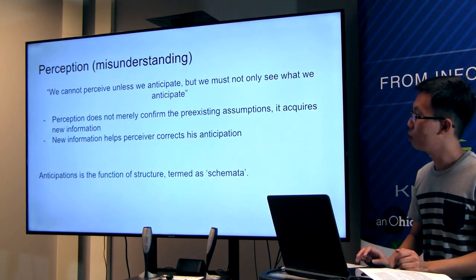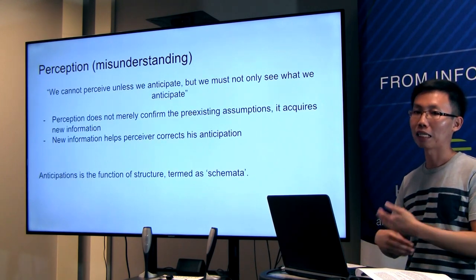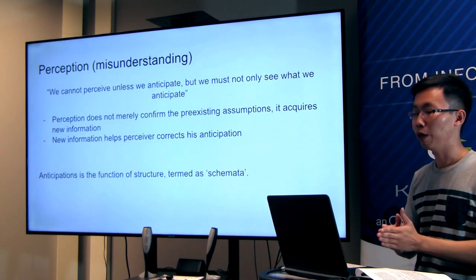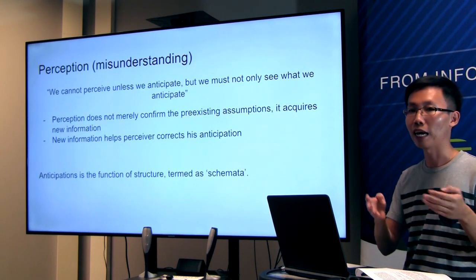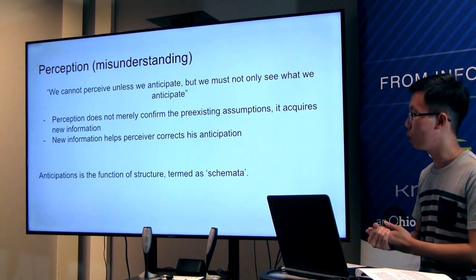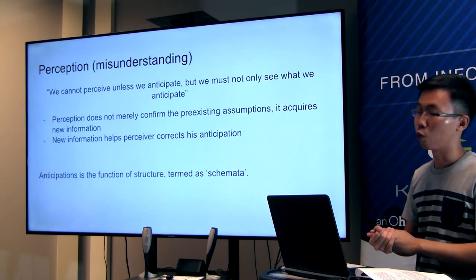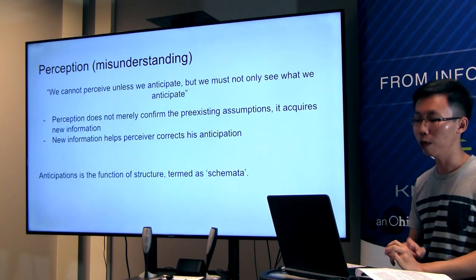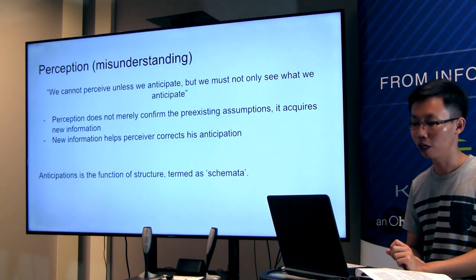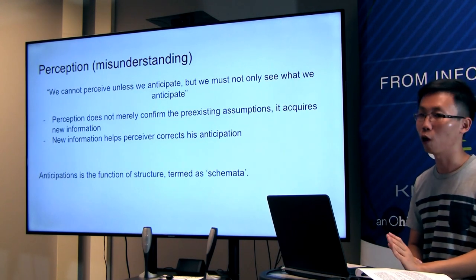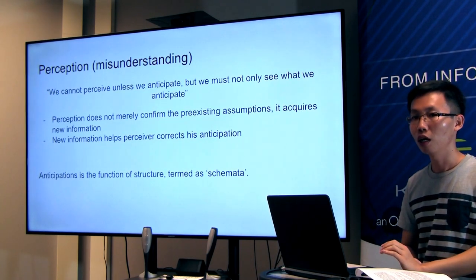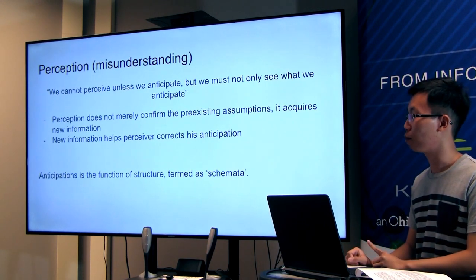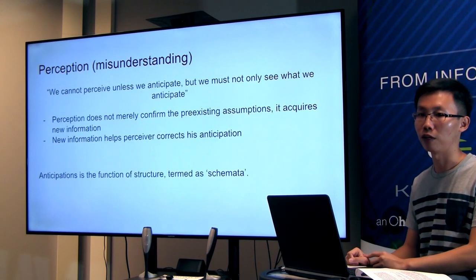But Ulrich also says that many people misunderstand this claim. They say that if we anticipate one thing but see another, would we miss it? He says no, we won't miss it, because we cannot perceive unless we anticipate, but we must not only see what we anticipate. Perception does not merely confirm pre-existing assumptions; at the same time it also acquires new information, and the new information helps the perceiver correct his anticipation.